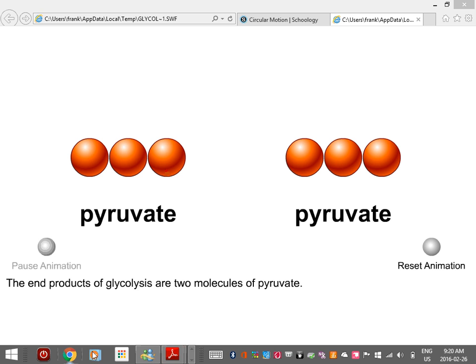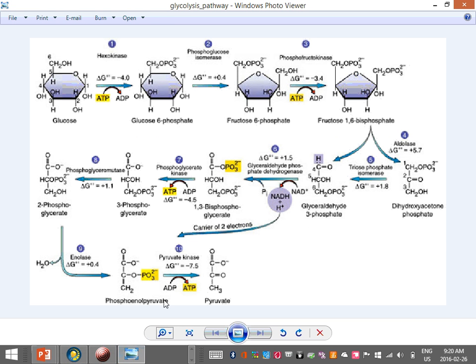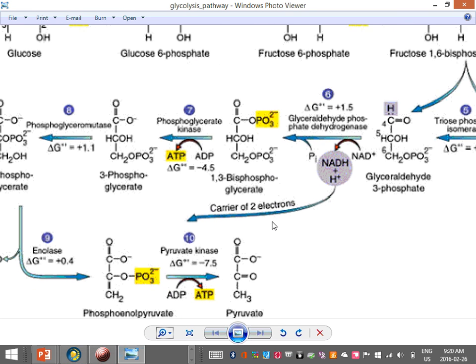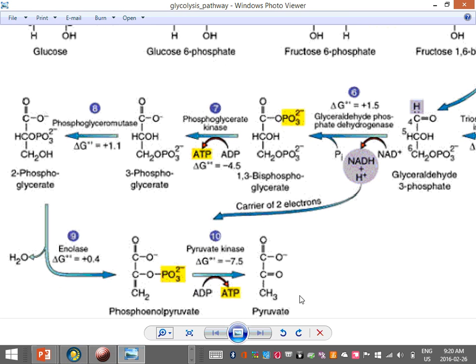You'll notice at the last step, right over here, I don't know if you can see it. Make it a little bit bigger. So the last step that you saw, you end up with what molecule? Pyruvate. And look at the name of the enzyme that ran that last step. What do you notice in its name? Pyruvate kinase. So, I said kinase is an enzyme that adds phosphate. What did it add phosphate to?